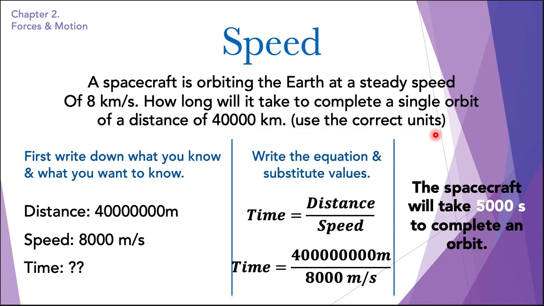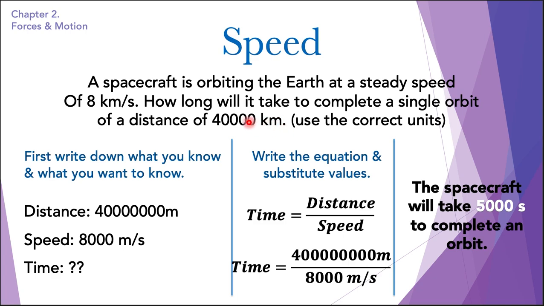Use the correct units. Okay, so the units that this question has used are not correct. As you can see, 8 kilometers per second is not the correct unit. We always use meters per second. But if they have given us the speed in kilometers per second, our job is to convert it into meters per second, because the question specifically says that we have to use the correct units. The distance is also given in kilometers, so we have to convert it into meters.